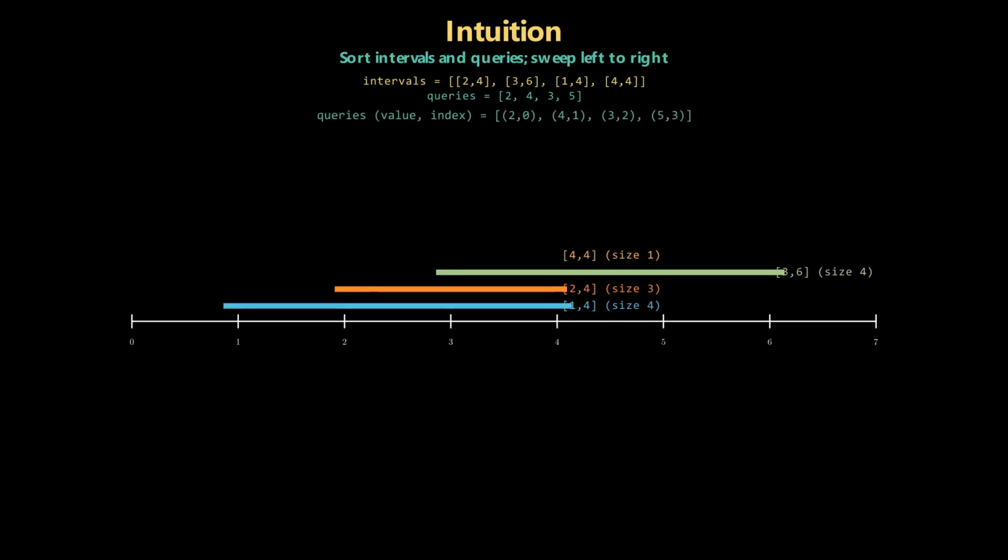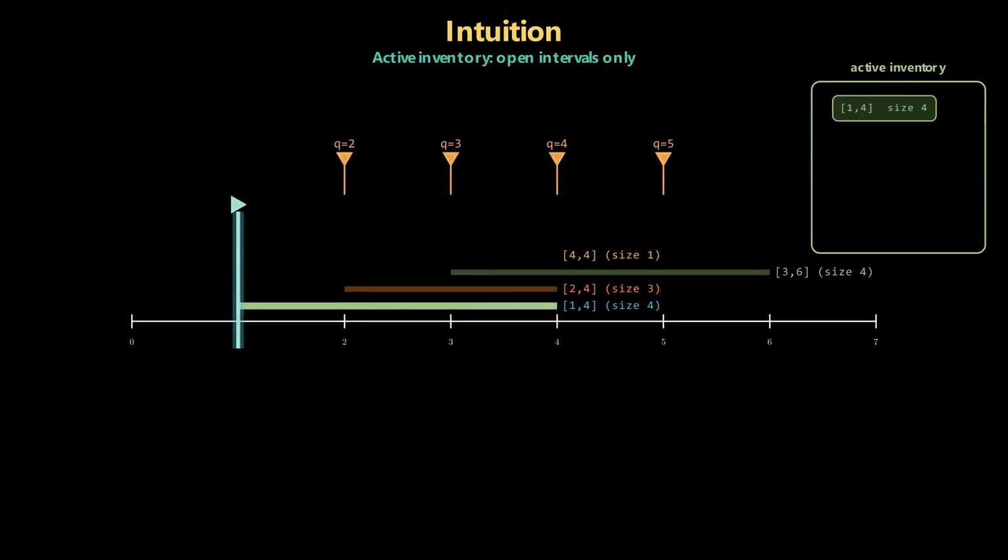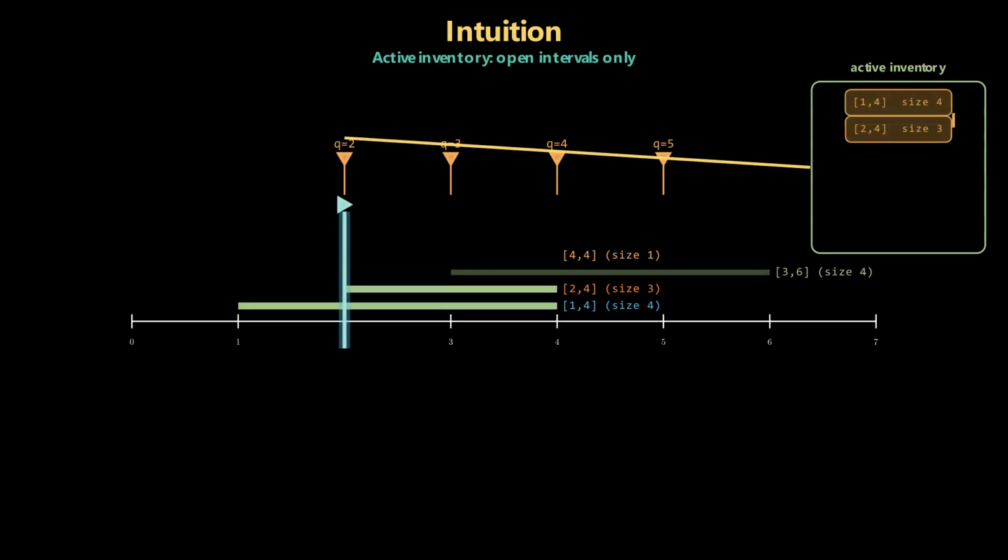Here is our first big paradigm shift. We sort both our intervals and our queries from left to right. Because the problem expects our final output array to match the original jumbled query order, we bundle each query with its original index before sorting. Now we can imagine a vertical sweep line marching steadily across our timeline from left to right. As our line marches forward, it hits intervals and queries in a predictable, synchronized rhythm. By moving from left to right, we gain a massive tactical advantage.